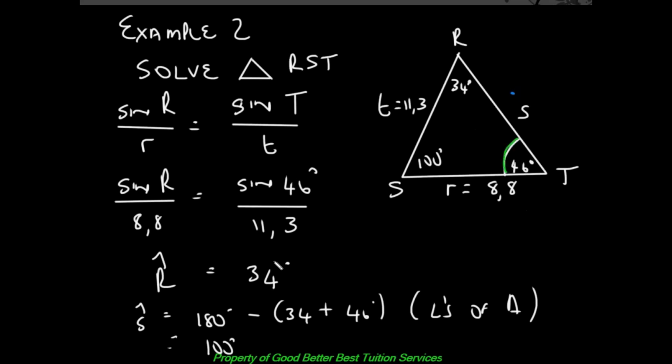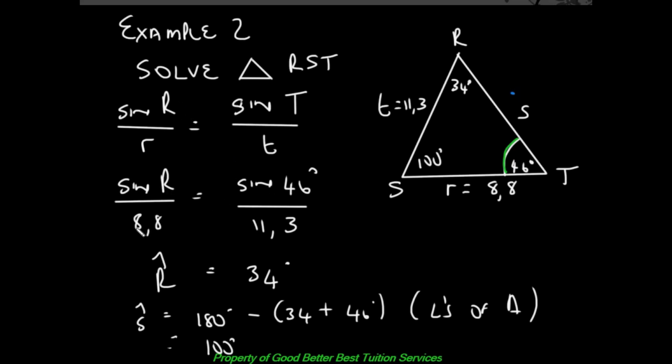So what did we do? We went straight to our formula: sine R over r is equal to sine T over t. And we fill in what we know. Don't forget, I mentioned if you use the proper format, you don't need to cross multiply both terms. We can normally just take the 8,8 up. So we have sine r over r is equal to sine t over t.